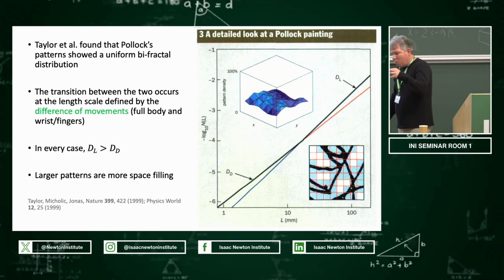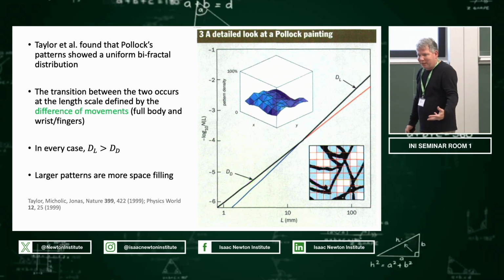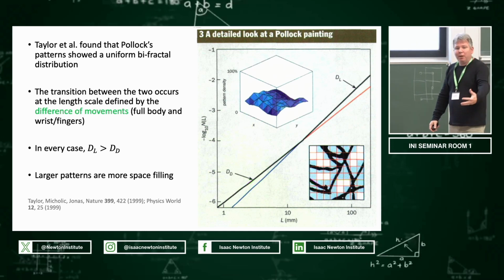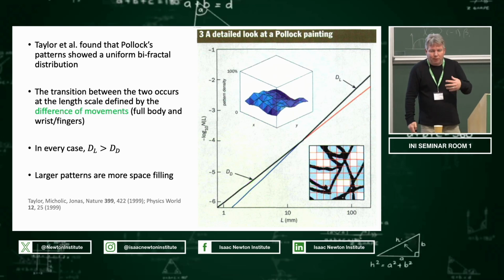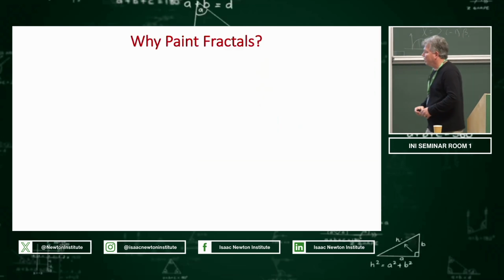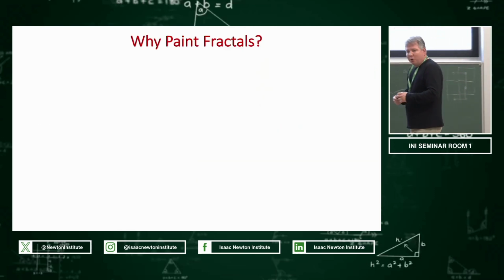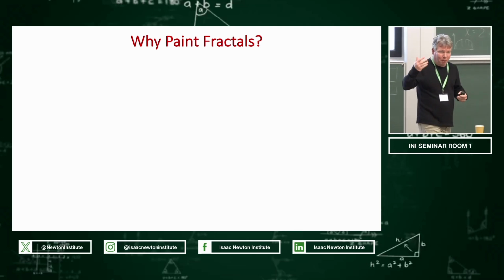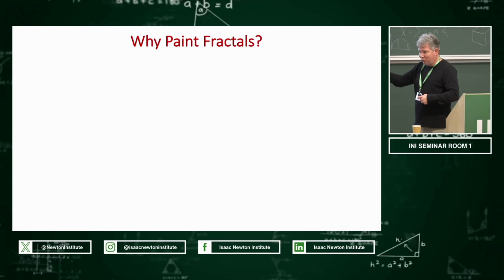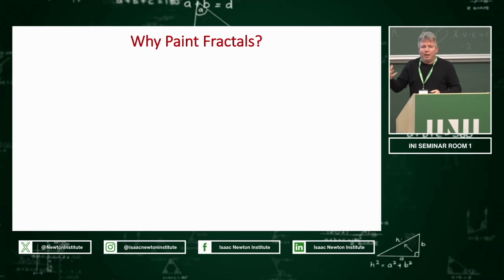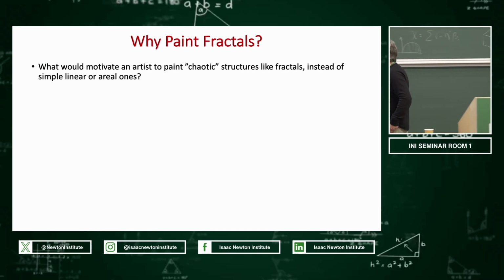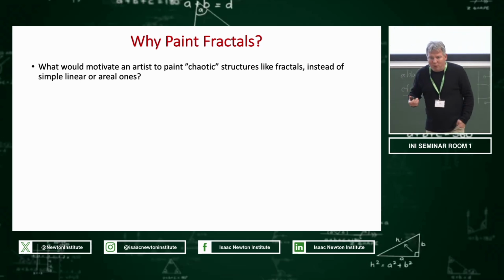But we couldn't just redo Taylor's analysis and end it at that. We had to dig a bit deeper, and this is where the collaboration with the psychologists came in. Why would we paint fractals? If Pollock is painting fractals, whether consciously or subconsciously, why do it? What makes that interesting? What would motivate an artist to do this?